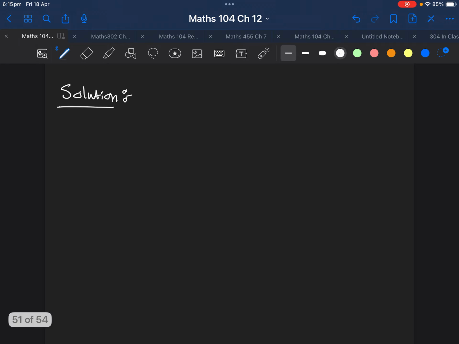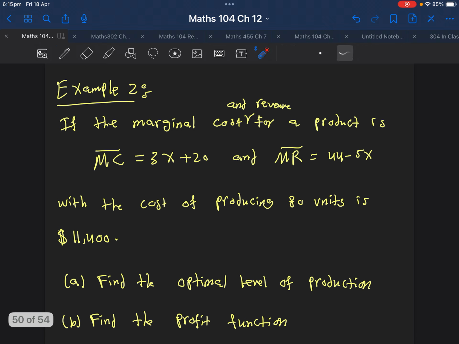Now let's see, example 2 has a new concept. So what is given to me? It's given to me the marginal cost and marginal revenue. Remember, whenever we saw the word marginal, this means I'm giving the derivative. So if you want to find the original function, you do integration.